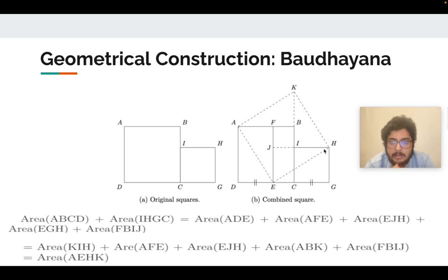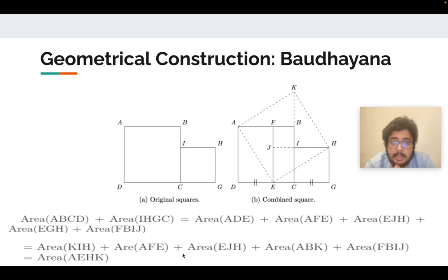Yes, so this is same as this or this, and what else? This is a square, so AK is equal to EH. So again, this triangle EHG and ABK are similar, so this area will also be equal to the area of this. So replace this area EHG by the area of ABK, and again keep FBIJ same.